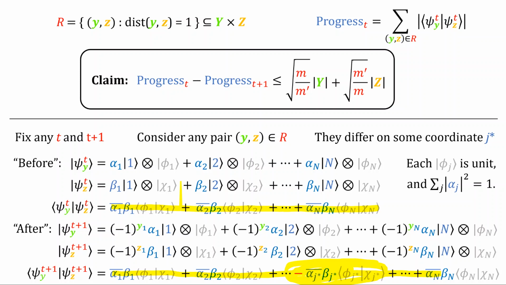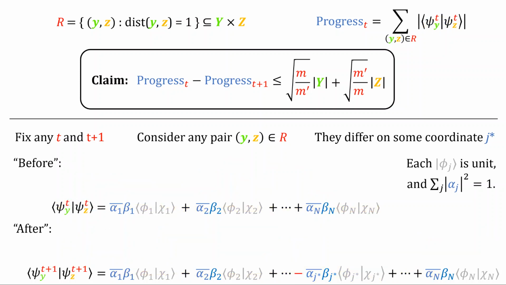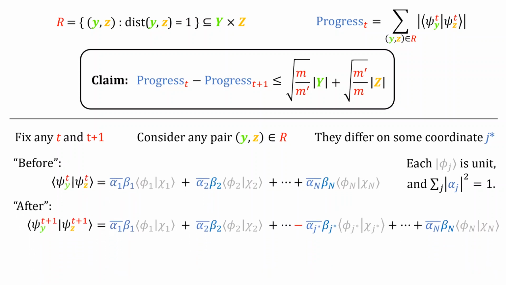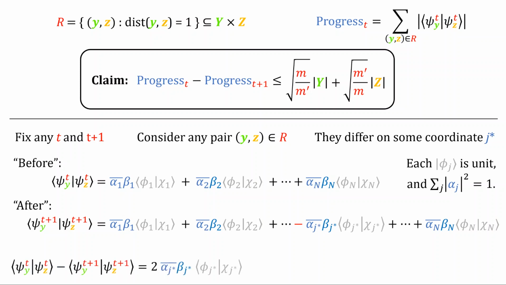Now you start to see, these two inner products are two things that contribute to the progress, and you'll see that they don't change very much, and that's why we can hope that the overall progress doesn't change very much. So a natural thing we're going to do will be to subtract these two quantities. I hope you think that's natural. When we subtract these two quantities, the difference between them is mostly 0. We only pick up 2 times this piece. So we get 2 times the complex conjugate of alpha j bar times beta j bar times the inner product between phi j bar and chi j bar.